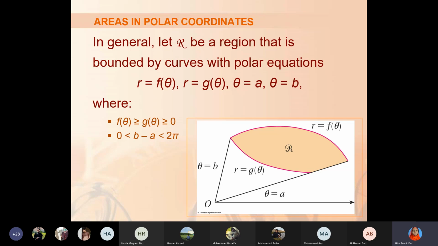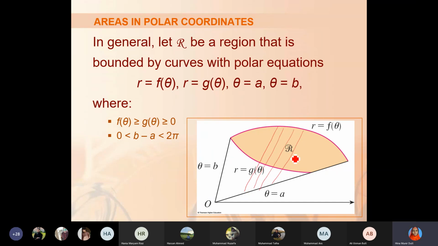Now we are supposed to find the area of this shaded region, which is bounded by this curve, r is equal to f of theta, and this curve r is equal to g of theta, and the line theta is equal to a, and the line theta is equal to b. So what we are going to do, we will use the same formula.